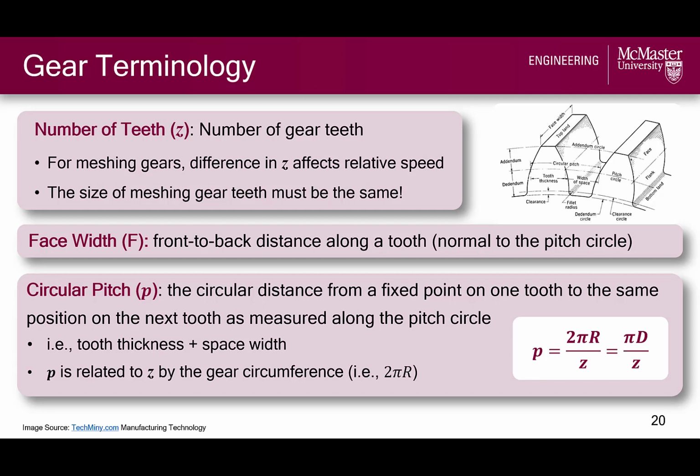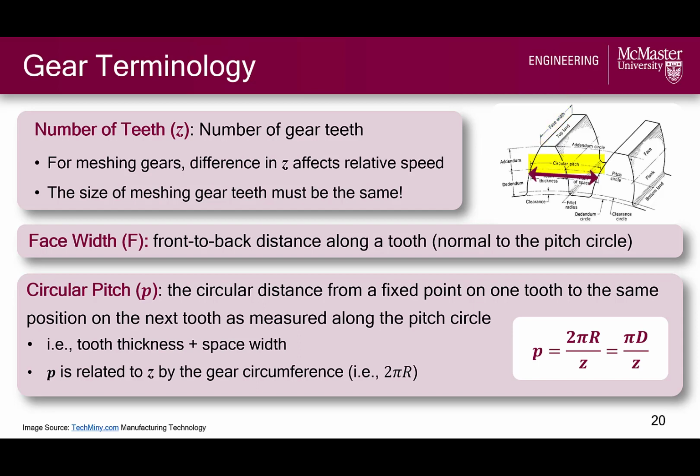For meshing gears in a gear set, the teeth size must be the same for the gears to mesh properly, and we will see later on that the ratio of the number of teeth between meshing gears is directly related to the speed and torque ratio between the gears as well. Face width is another term that simply refers to the front to back distance along a tooth, or essentially the gear thickness, as indicated here in this diagram.